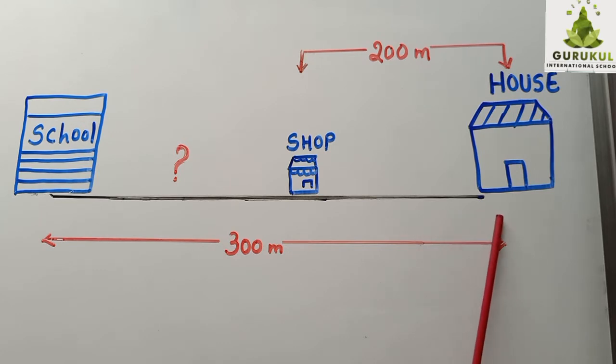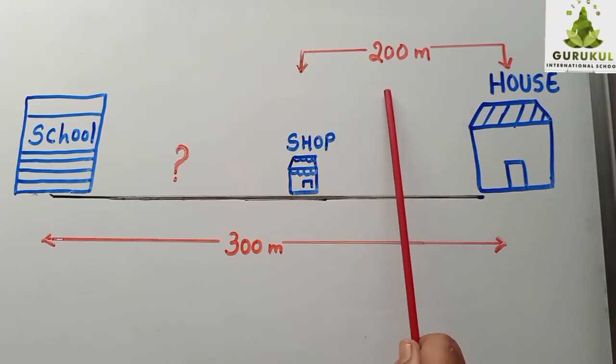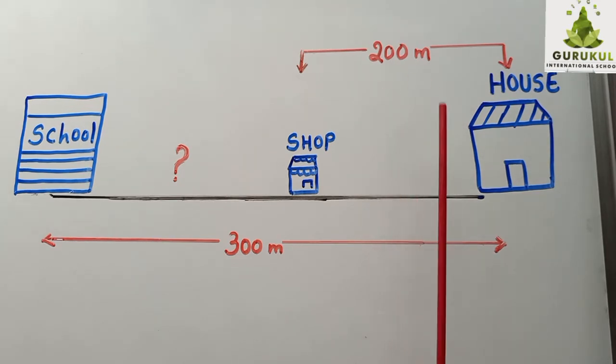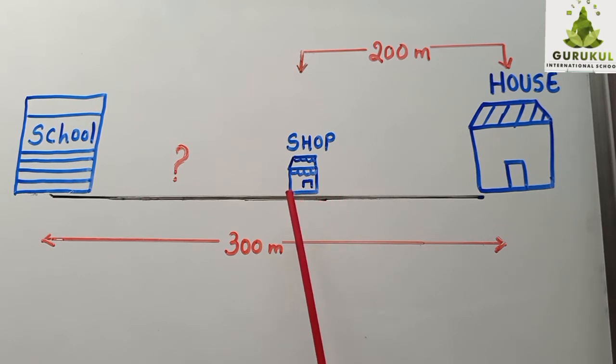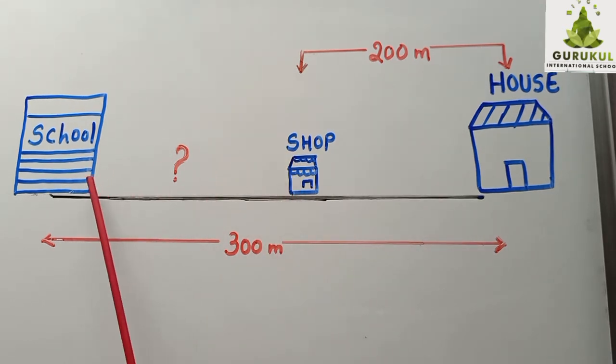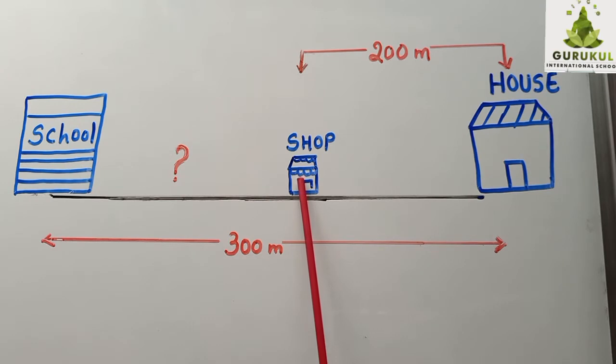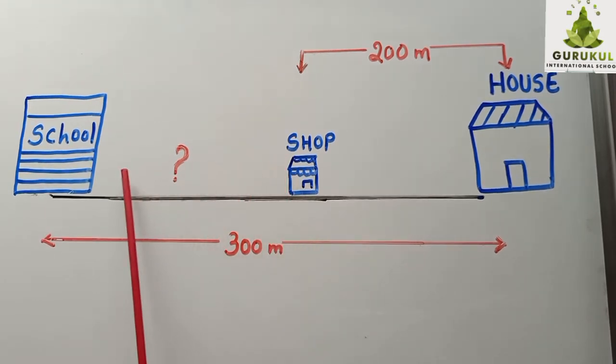In the middle, when I start from my house to school, I come across a shop. Now what is the distance between my house and my shop? See here, I wrote here, it is 200 meters. Now I want to find out what the distance between shop and school is. This is unknown. I don't know the distance between school and shop. In such a condition, I wrote here a question mark because I don't know this distance. Is it clear?